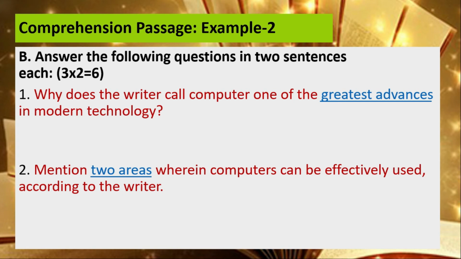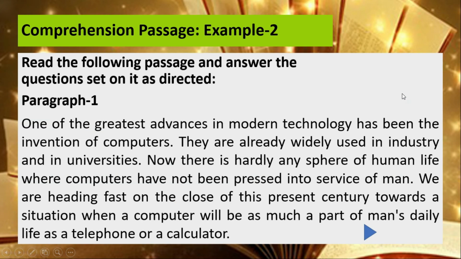When we go to the first one, you see, why does the writer call the computer one of the greatest advances in modern technology? So somewhere the writer says this phrase, greatest advances. We have to locate it. See, the very first line in the passage starts with that: One of the greatest advances in modern technology has been the invention of the computer. Okay, but this line is not the answer. We have to find the answer through the other sentences.